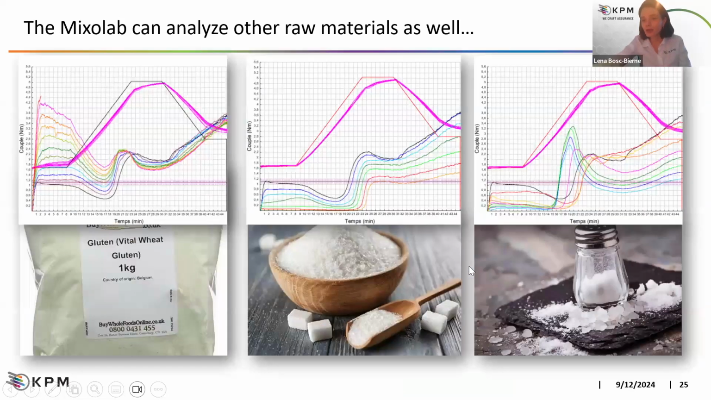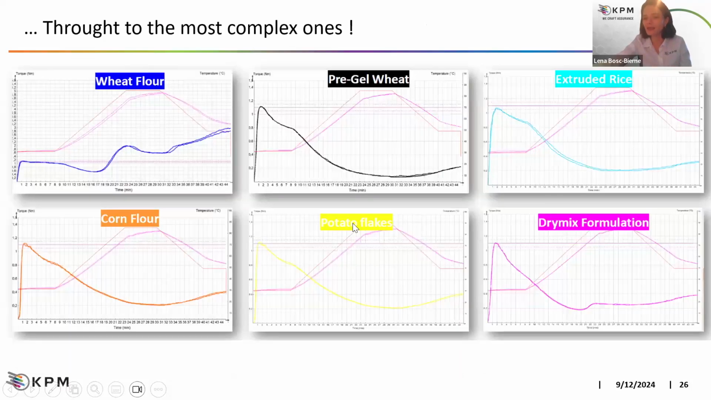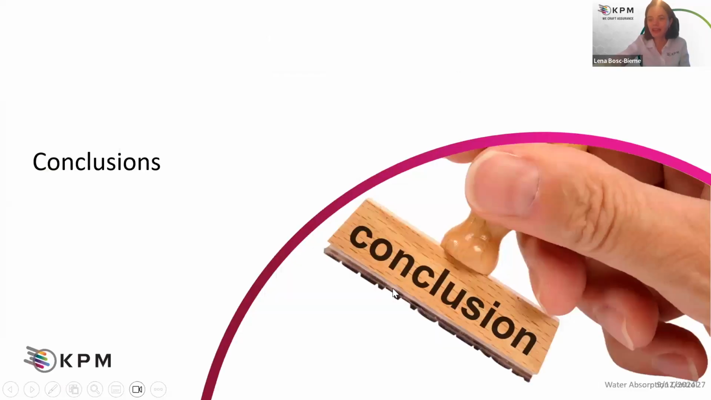And this can also work with a variety of raw materials. We can see the impact of vital glutens, we can see the impact of sugar, of salts, and up to the most complicated raw materials. We have made tests on pulses, on pre-gelatinized wheat, on potato flakes, on complex formulations, and recently on cheese. So we can make a lot of different things with this instrument to control your raw materials as well. That's the point.